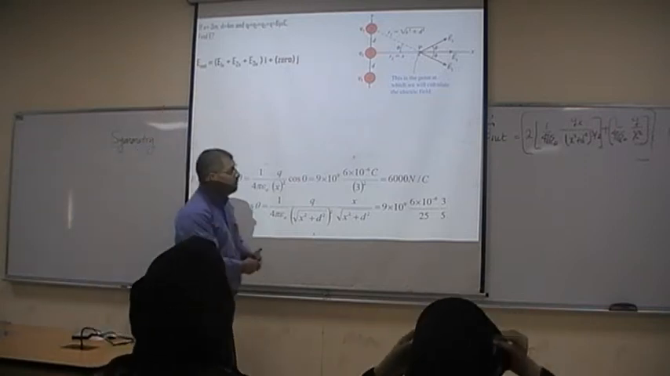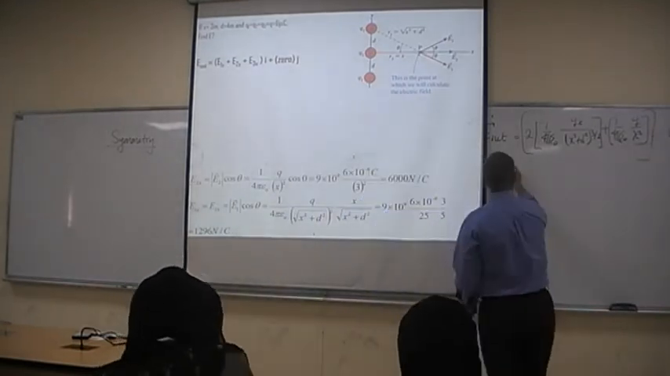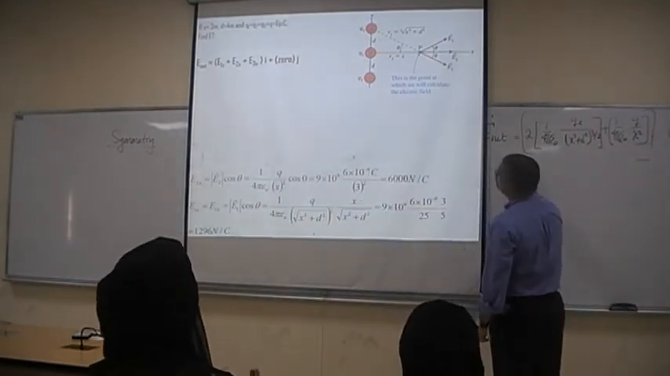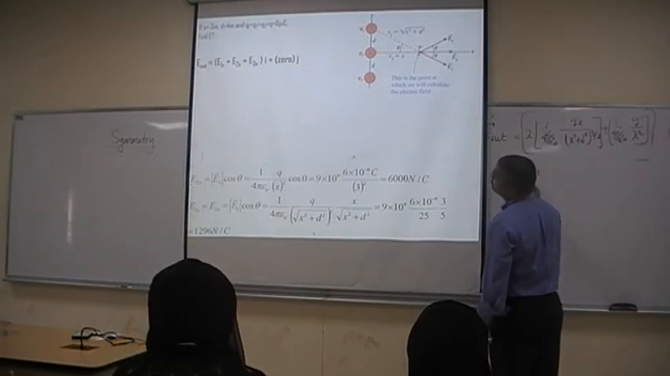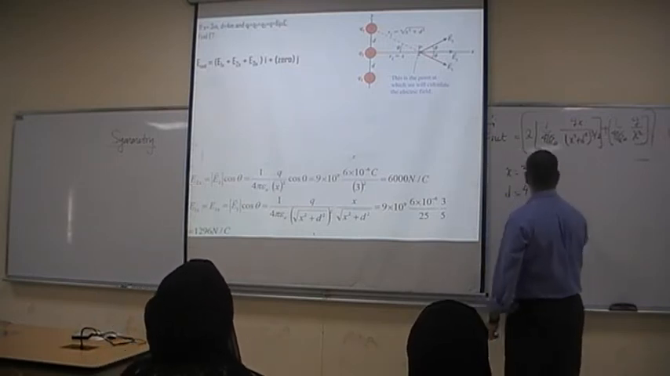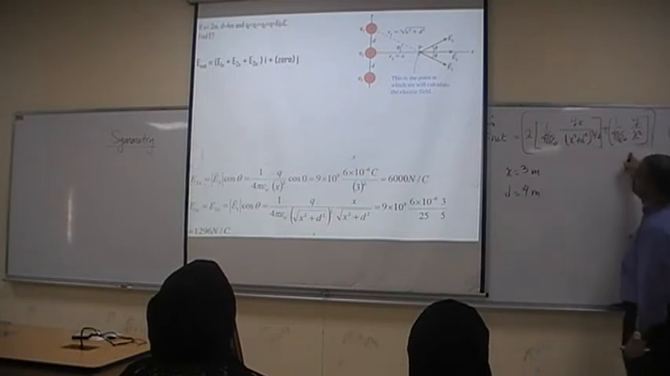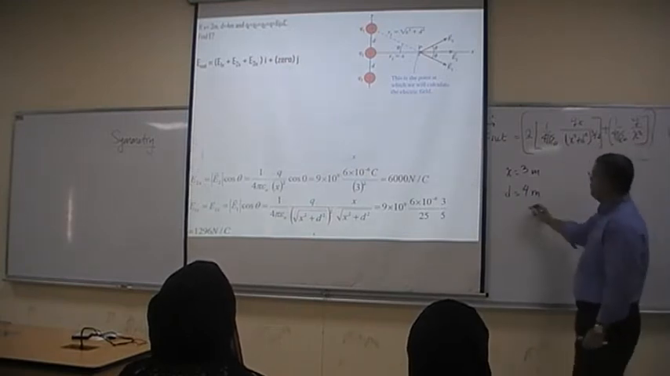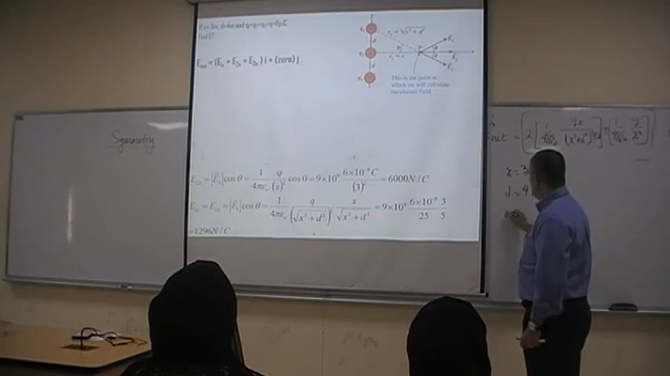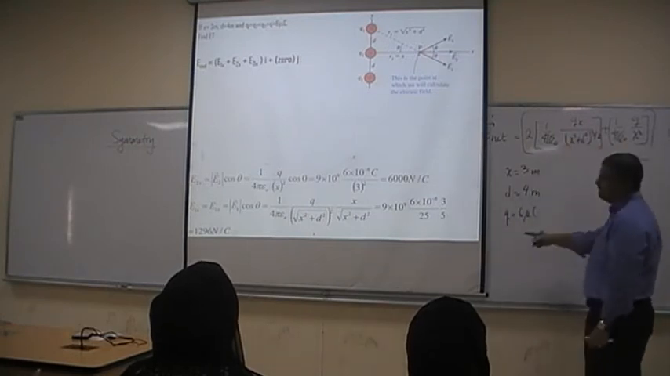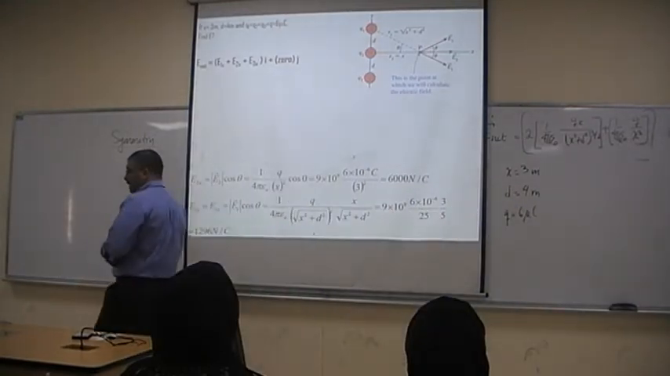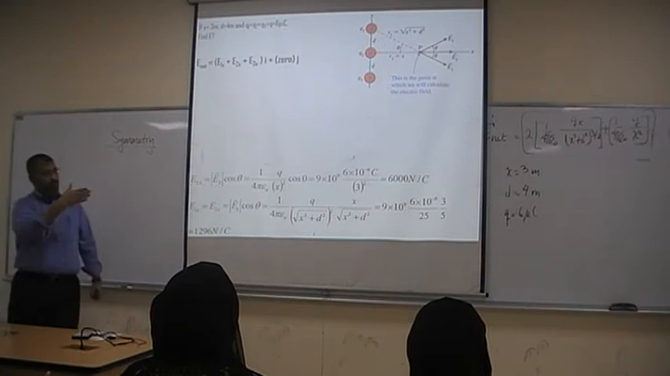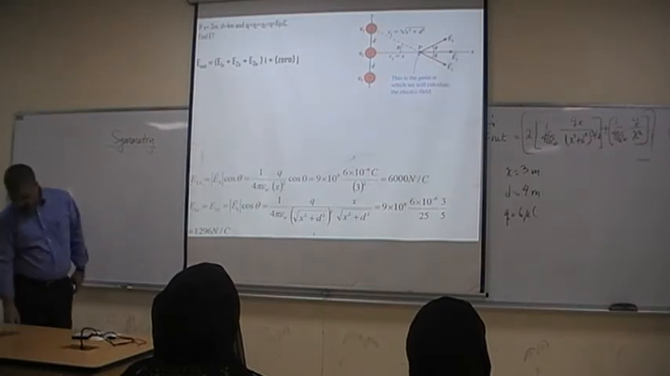So he gave you the second part. Calculate this when x is equal to 3 meters and d is equal to 4 meters. So all you have to do is just plug these in. And Q, he said, is equal to 6 microcoulombs. So you plug that in, and that's the answer that you get when you add everything up. That's the magnitude. And of course, the direction is along the positive x direction.